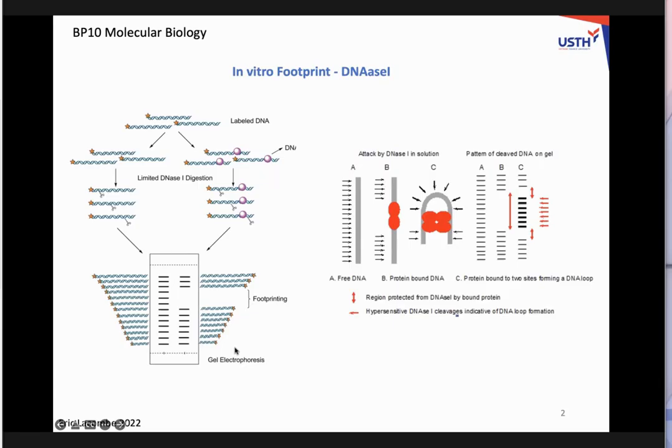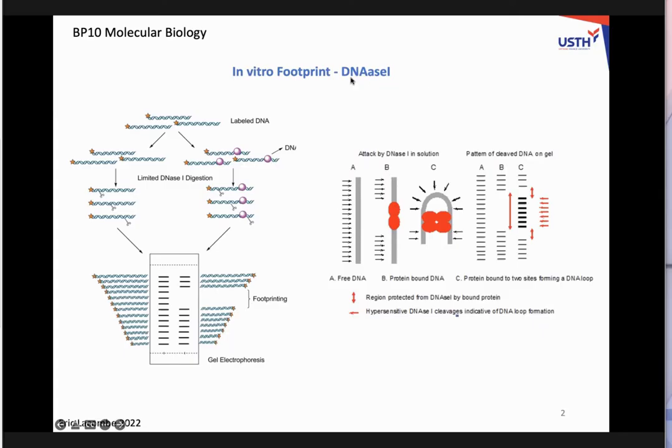So what we are going to do, it's called the footprint. There are different methods to the footprint, and the most used is using this DNase. So DNase is an enzyme that cuts randomly double-stranded DNA, and the idea is to have a kind of fingerprint of the protein DNA interaction. So the idea is very simple. The concept is very simple, and you will see that the results are extremely interesting.